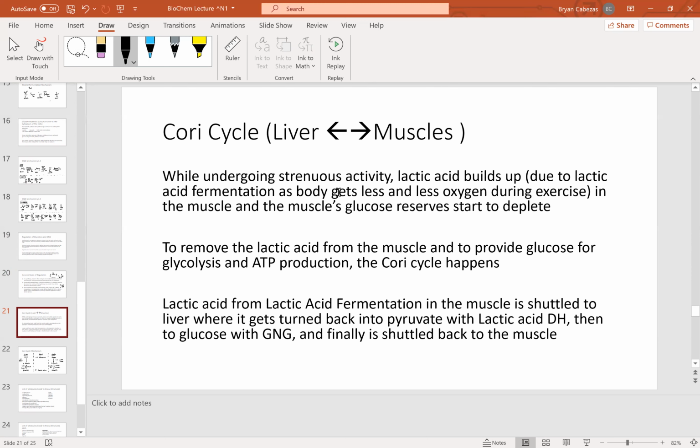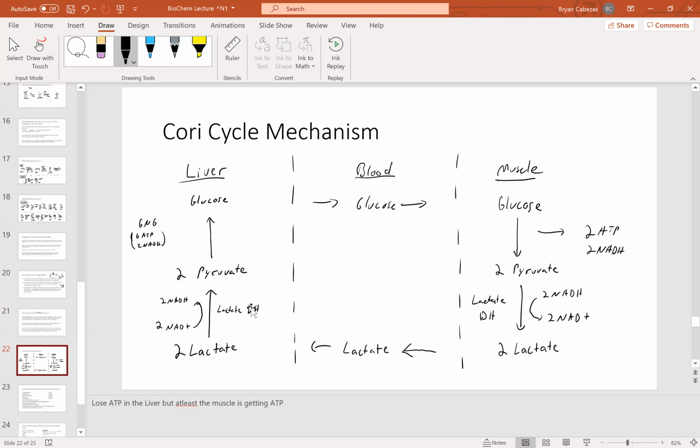So what happens, okay, you have a lot of lactic acid building up, and to remove that lactic acid, it's just shuttled through the Cori cycle. It's not a physical thing. It's something that happens. There's not like a physical Cori protein that does anything. It's called the Cori cycle.